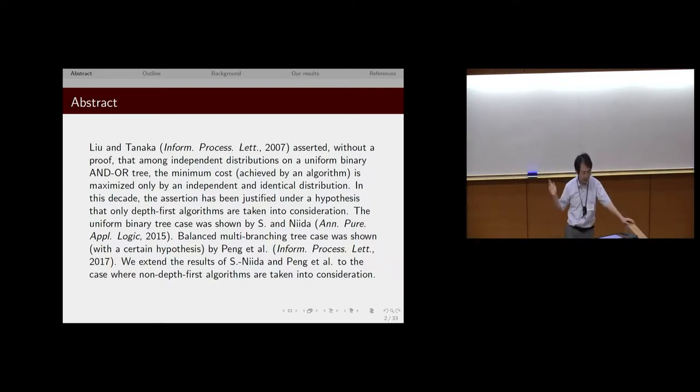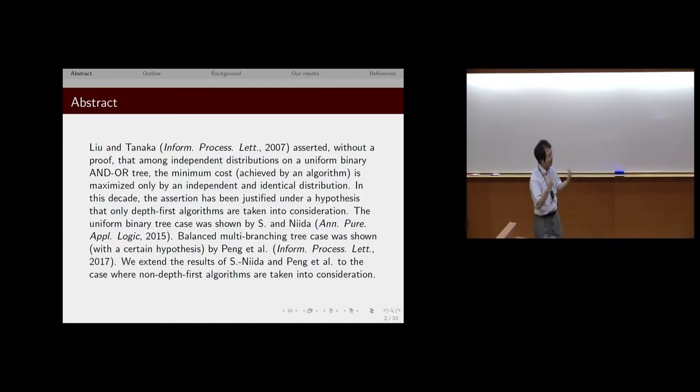So in that paper, Liu and Tanaka asserted that among independent distributions, the minimum cost, where the minimum cost is achieved by an algorithm, we consider various algorithms. So some algorithm achieves the minimum cost.